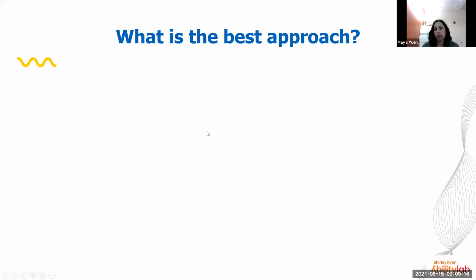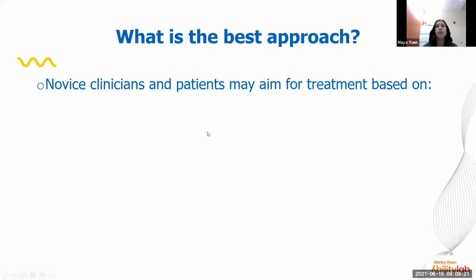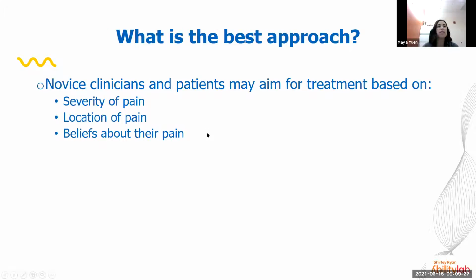So what is the best approach? There's unfortunately too many clinicians and patients alike that will focus on the severity of the pain, the location of the pain, and the belief system about the pain to guide their care. So, for example, a clinician may make the assumption that because a patient has high intensity of pain, that equals a severe injury. And so they might direct the patient to back off or avoid movement that hurts, when truly what we're understanding more now about persistent and chronic pain is that pain doesn't always necessarily equal harm. And we'll get into the details of that a little bit more.